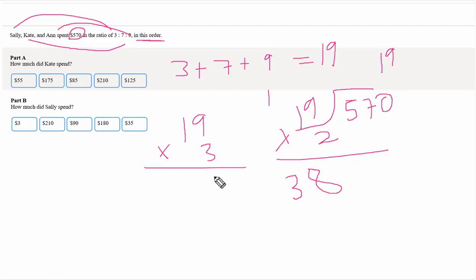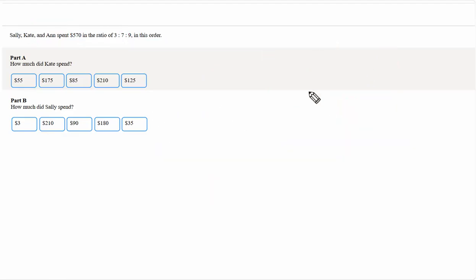9 times 3 is what? 9 times 3 is 27. 2 here. 3 times 1 is 3 plus 2, 5. 57. There you go. So 3 goes up and 57 goes here. You subtract them. What do you get? And you bring the 0 down as well. 19 times 0 is 0. So you put the 0 here. You put a 0 here. So it's 30. Remember, you did it very quickly.